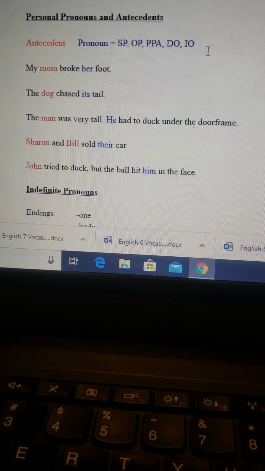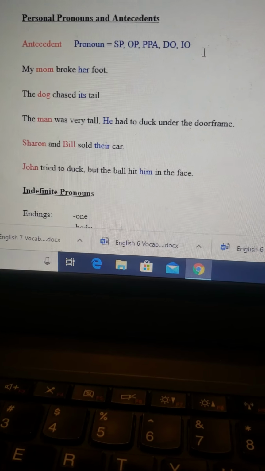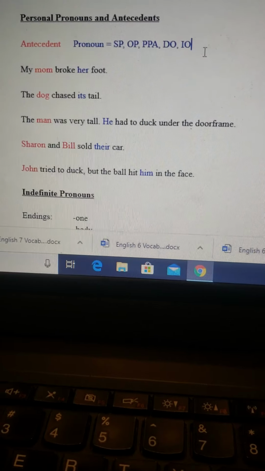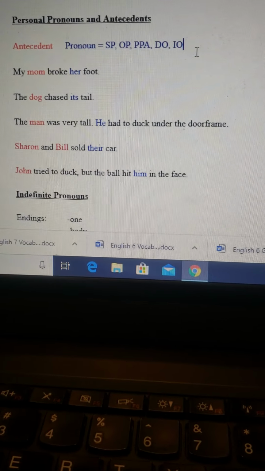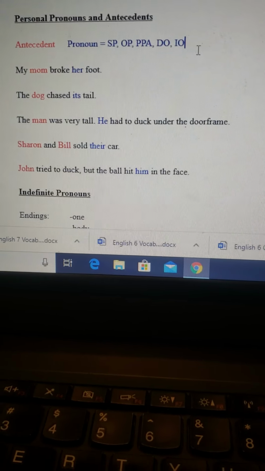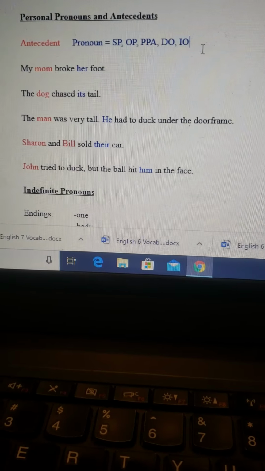In the second one, it starts with a subject pronoun, he. So since we've been introduced to a tall man in the first sentence, it's obvious that he refers to man. That's the one who had to duck under the door frame. So man would be the antecedent for he.